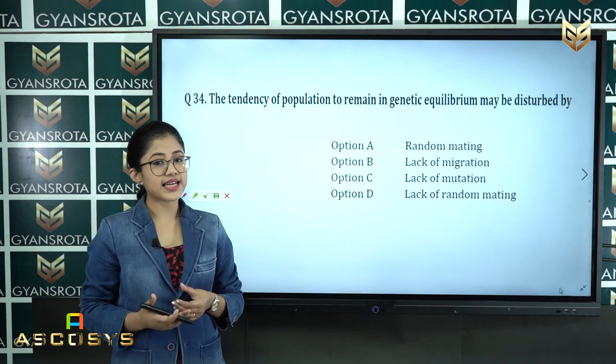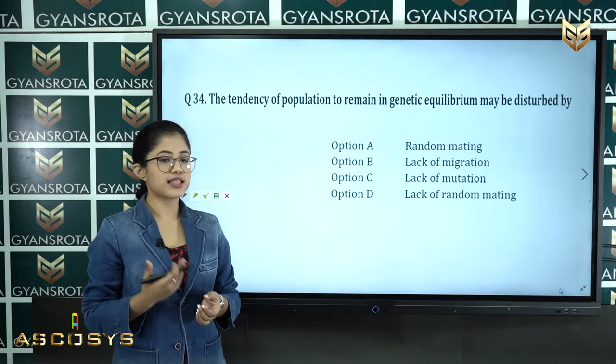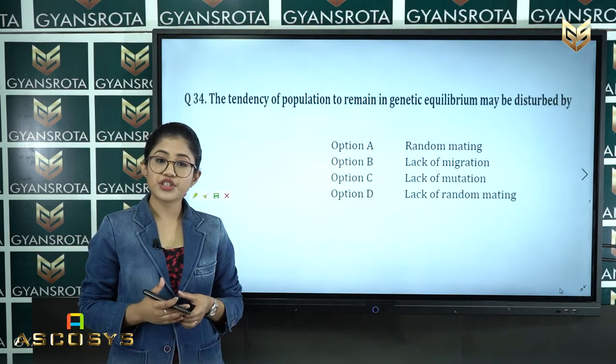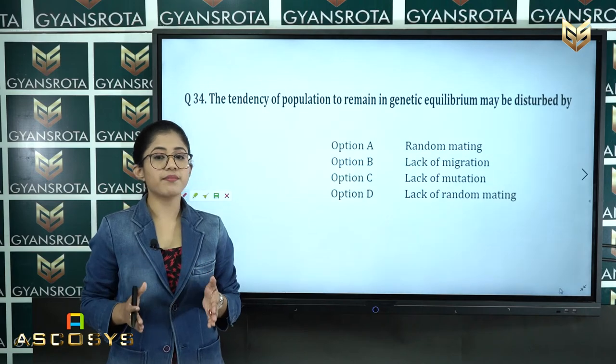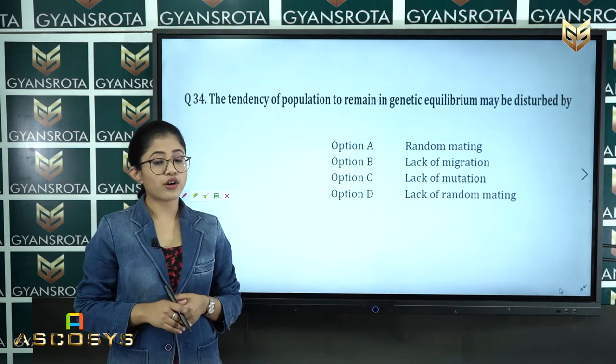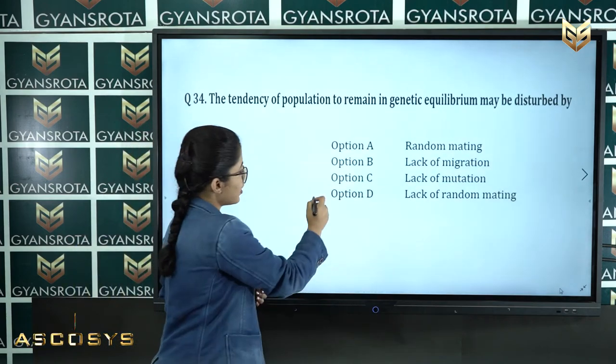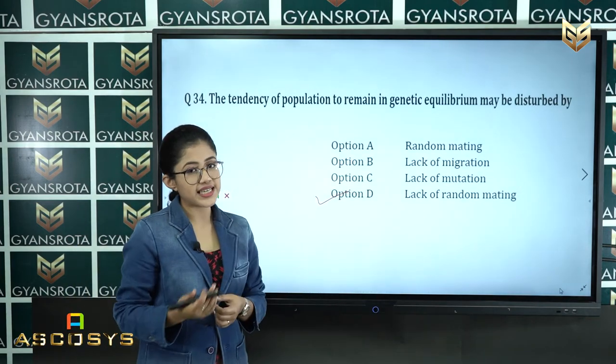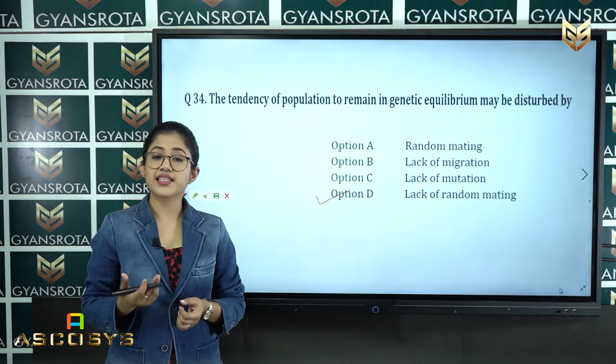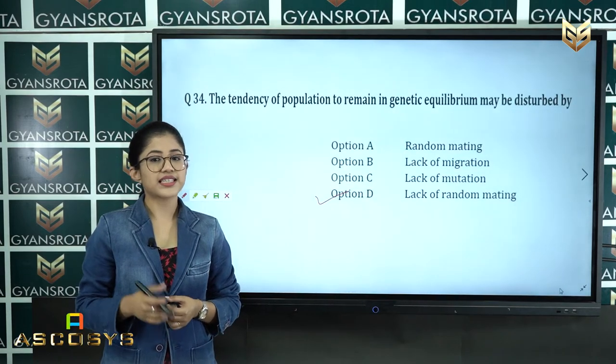So, what is the correct answer? It has asked the tendency of population to remain in genetic equilibrium may be disturbed by the lack of random mating, which is given in option number D. So, option number D is the correct answer. Now, let's see the next question, that is question number 35.